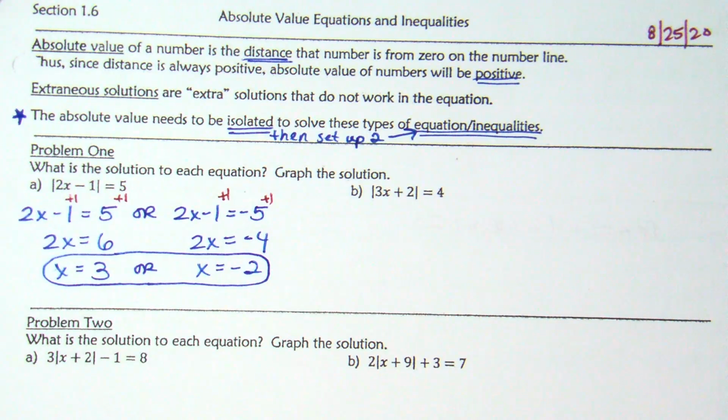Now, officially, this section says to graph. I'm not a huge proponent of graphing these, but we're going to at least talk about the graph on the first one. How do I graph the solutions x equals 3 and x equals negative 2?